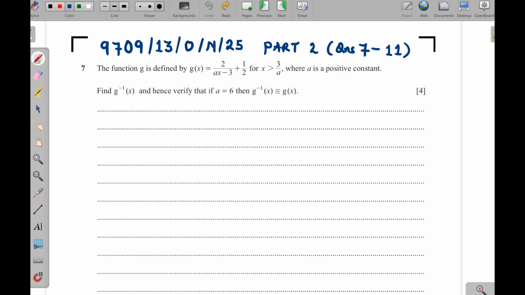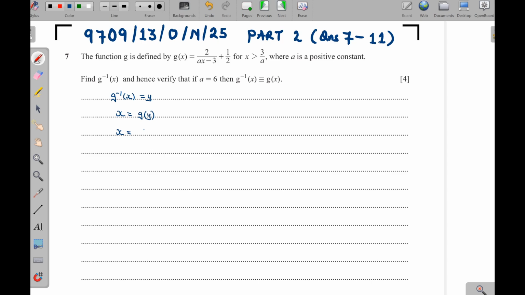Where a is a positive constant, find the g inverse of x, and hence verify that if a is equal to 6, then g inverse is equal to g of x. So if I let my g inverse to be equal to y, then I'll take this y to the other side, then we shall have x which is equal to g of y. This is the same thing as interchanging x and y. So where there is x in the g, I'll put y. So we shall have x which is equal to 2 out of ay minus 3, then plus a half.